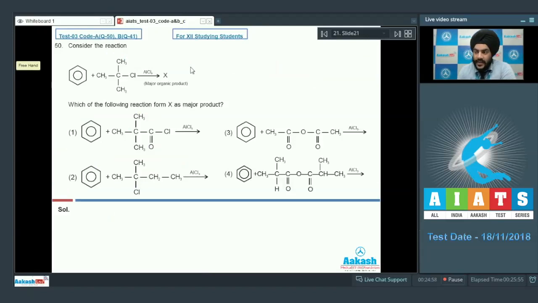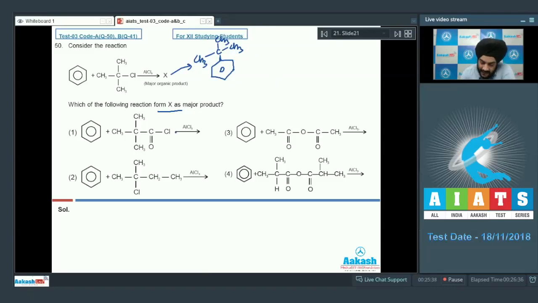Let us look at the next question now, question number 50. So we have been given a reaction in which Friedel-Crafts alkylation takes place. So it is going to lead to the formation of a tertiary butyl cation, and that tertiary butyl cation is going to attack on the benzene ring and make it undergo electrophilic substitution reaction. So we have product X, which is represented by this structure. Okay. So now the examiner is interested in knowing that out of the given 4 reactions, which of them are going to produce this as the major product.